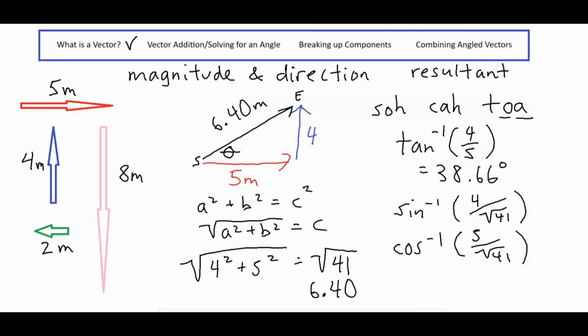And then that pretty much covers it for doing vector addition with an angle. But I'm going to show you one more slightly complicated example before we move on.